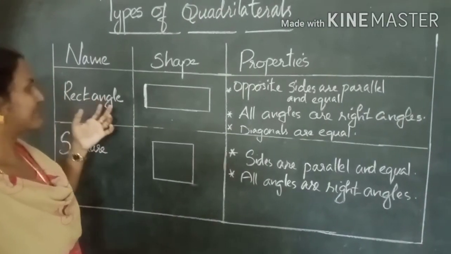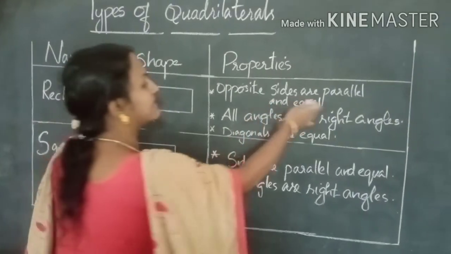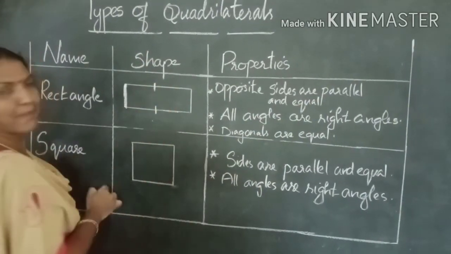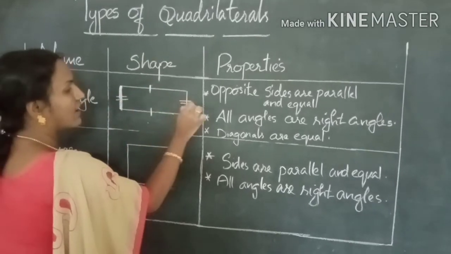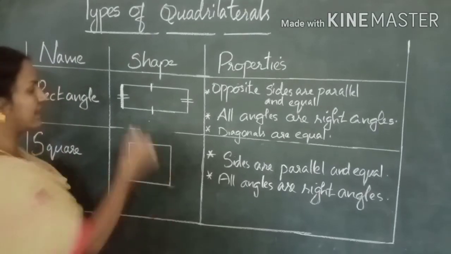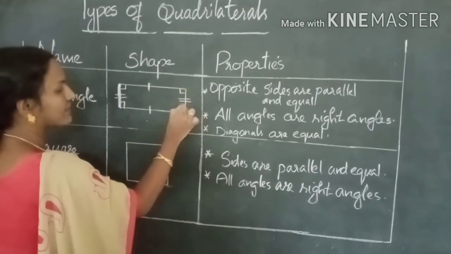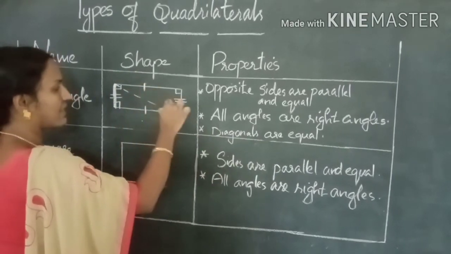Next one is the rectangle. The opposite sides are parallel and equal, one pair and another pair. All angles are right angles. Then the diagonals are equal.